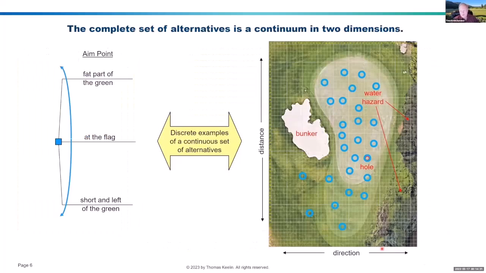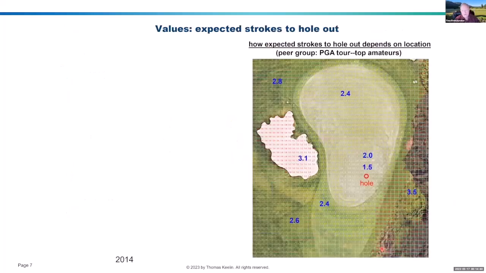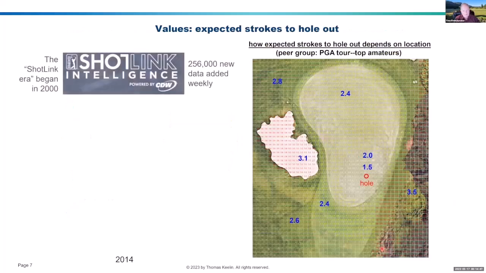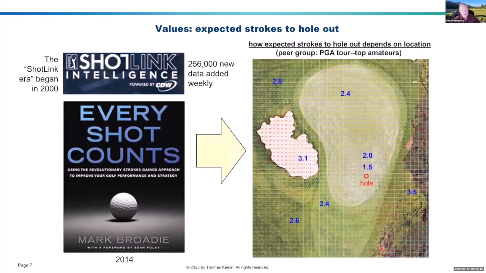I've just mentioned 3 possible aim points, but obviously the complete set of alternatives here is a continuum in 2 dimensions. You could aim at any of these blue circles, and the question is, what's the best one to aim at? Now, based on Mark Brody's book, and he analyzed more than 10 million shots that have been kept track of by the PGA Tour for every touring pro, every tournament, every shot, where it started, where it ended up, expected strokes to get to the target, and so forth. Data has been collected since the early 2000s.